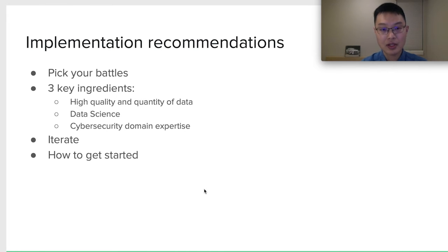So we touched on a few practical applications of AI/ML, and let's now change gears a bit and talk about some recommendations. To get started, I want to talk about recommendations for practitioners who are actually planning to implement AI/ML solutions or incorporate AI/ML into some of their operations.